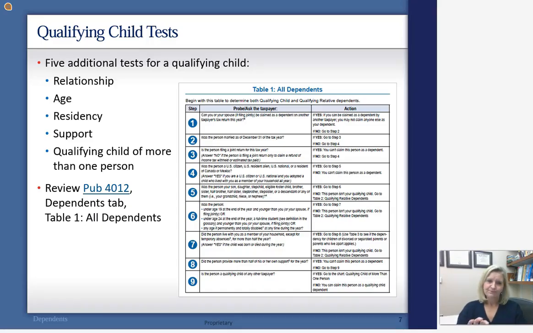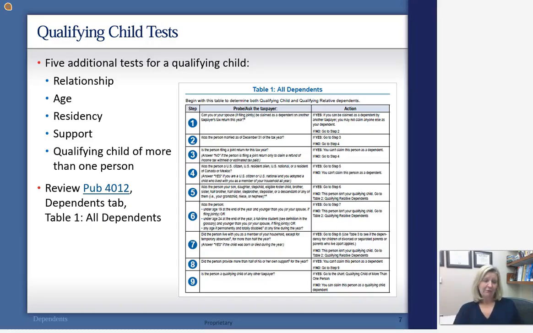So you or someone else is providing more than half of the support for the child. The child isn't providing more than half of their own support. And then there are a set of rules if the child qualifies for more than one person. So if the child is a qualifying child of more than one person, then there are tiebreaker rules.